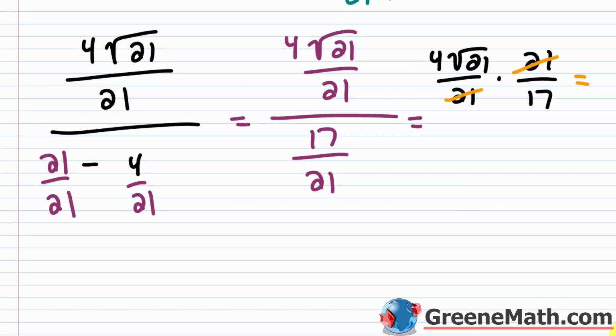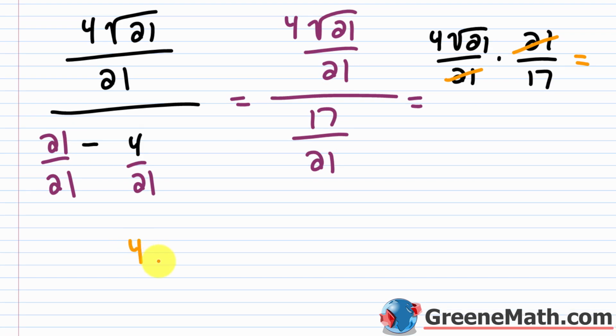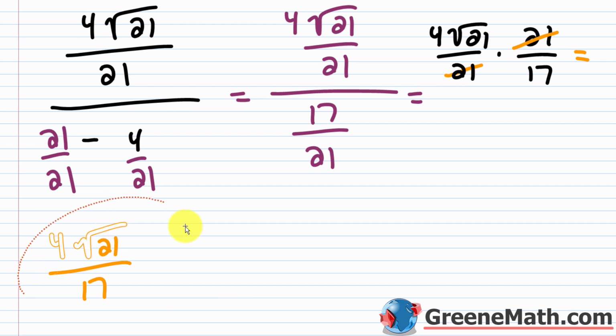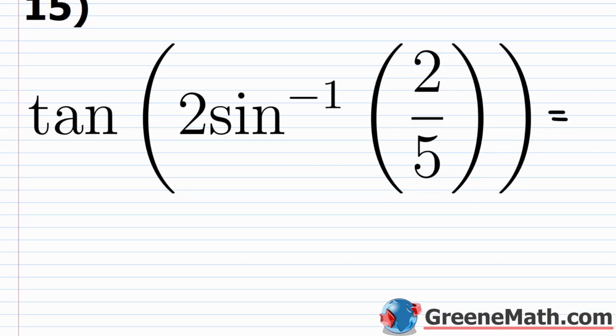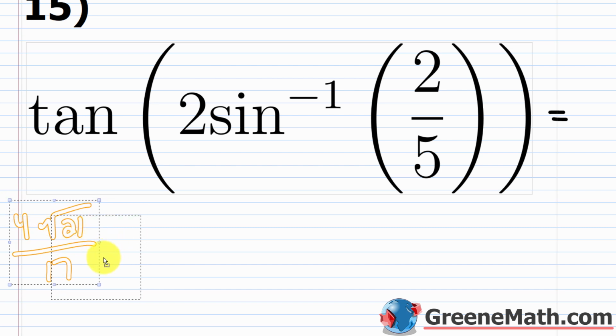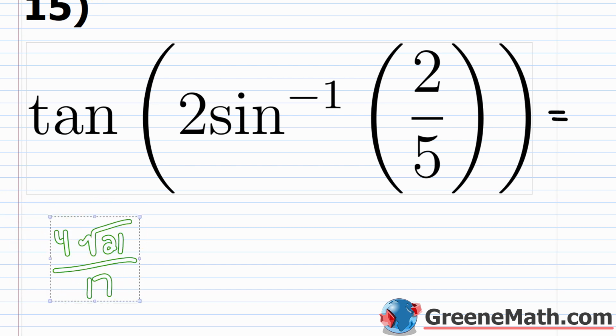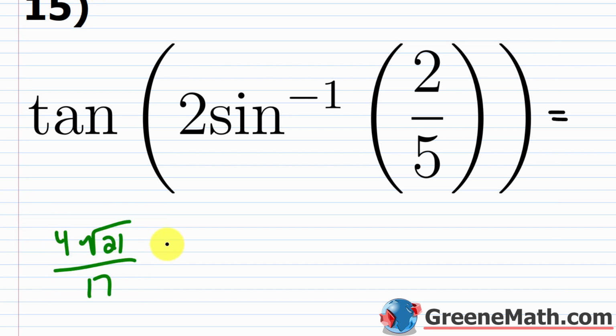is, let me write this down here. So 4 times the square root of 21 over 17. So let me copy this real quick, and we'll come back up here and just give our answer in terms of the original problem. Let me paste this in here. That color really doesn't show up well, so let me change it to green. So our answer here is 4 times square root of 21 over 17.